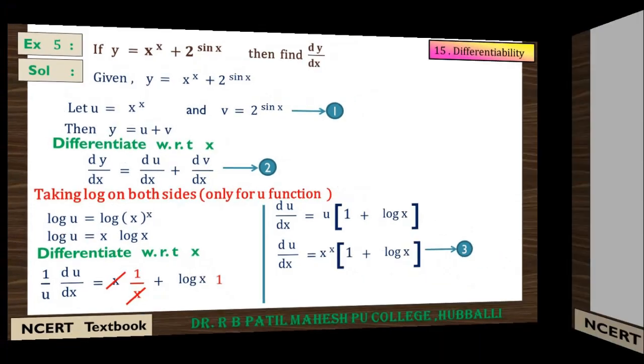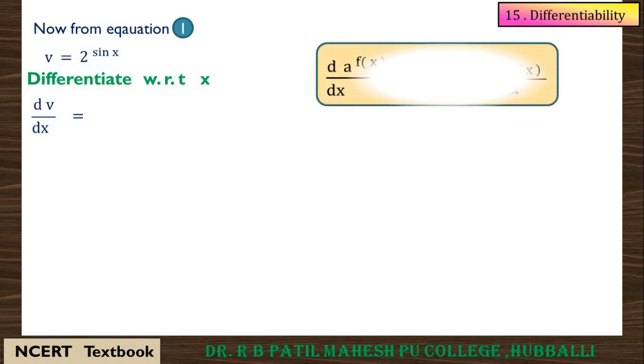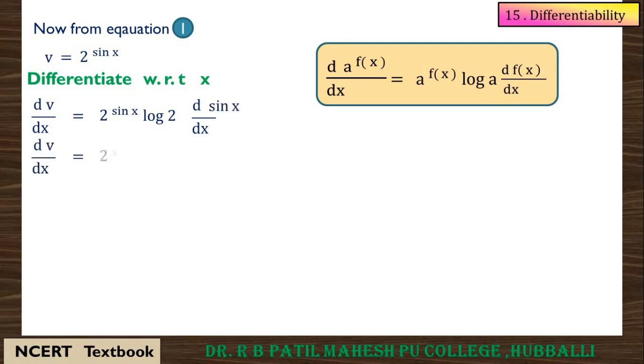Similarly, you find out the dv by dx function. Now from equation 1, v is nothing but 2 raised to sine x. I differentiate this equation directly using a raised to f of x. dv by dx equal to the same function into log 2 into d by dx of sine x. So in the next step, write the derivative of sine x. So that is 2 raised to sine x into log 2. Sine x derivative is cos x. So this is the dv by dx function. You take this as equation 4.